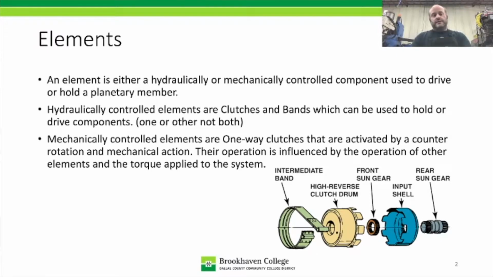So hydraulically controlled components are going to be the clutches and bands. So we're talking about the multi-plate clutches and the bands, like in the transmissions that we're doing now, the big band that came out after the pump, that's the 2-4 band. Now mechanically controlled components, those are going to be the one-ways. And there are 3 different types of one-ways that are used in automatic transmissions. But those are not going to be turned on hydraulically. They're not going to be activated by the transmission control module or any solenoids. They're actually activated mechanically. So whenever there's torque applied and there's counter rotation to their action, they'll lock up.